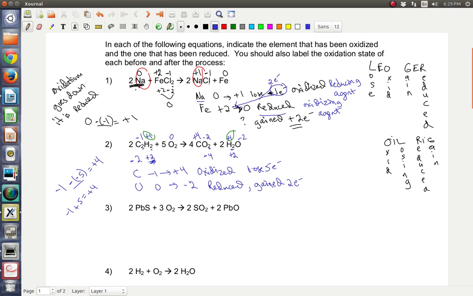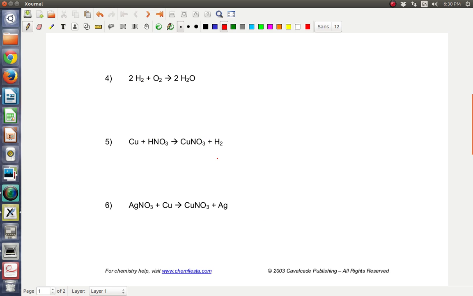So if this one is reduced, it is the oxidizing agent. And if this one is oxidized, it is the reducing agent. Now remember that being oxidized means it caused the other guy to be reduced. It's the reducing agent. Being reduced means it causes the other guy to be oxidized. It's the oxidizing agent. All right, I'm going to do just one more.